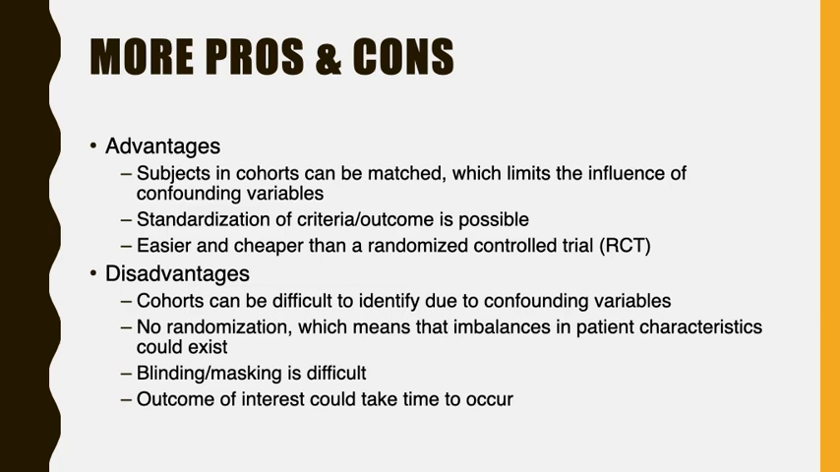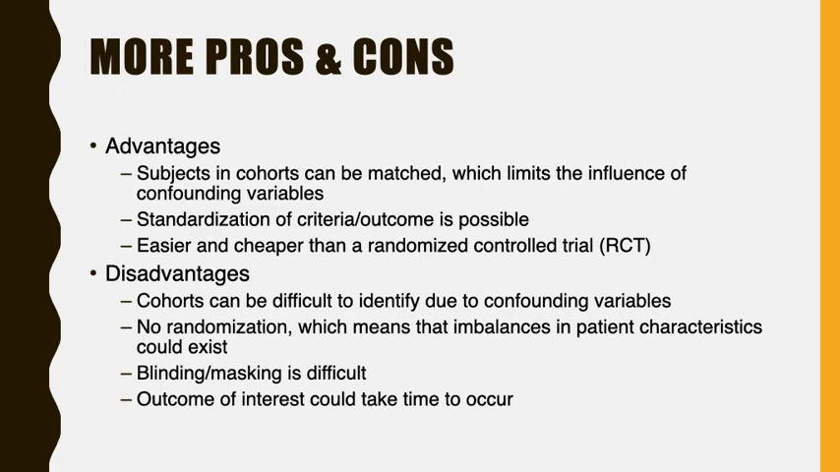So here are some last pros and cons before we wrap up. First, we can match people, which limits the influence of confounding variables. Second, we can standardize our criteria and outcome. And third, it is much easier to do a cohort study than it is to do a randomized controlled trial or an experimental study. It's also much cheaper than those studies.